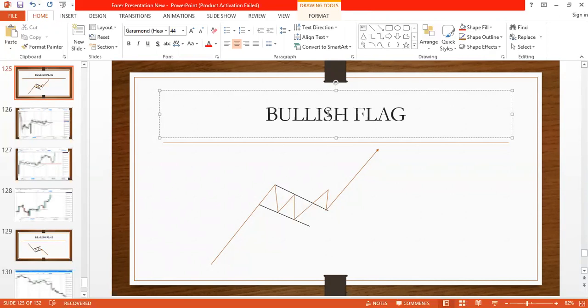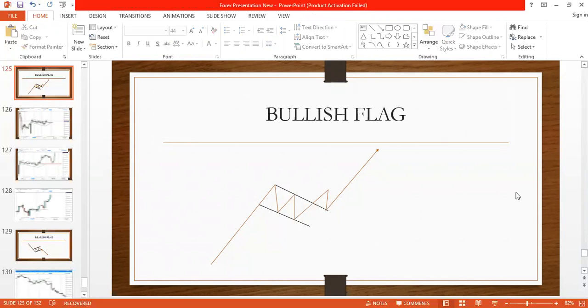So we'll quickly go ahead. We'll start off with the bullish flag pattern. Now, this is a very, very important pattern to understand. And when you see it form, it is very, very profitable. Basically, you see it in a bullish market and it indicates a continuation of a bull run.